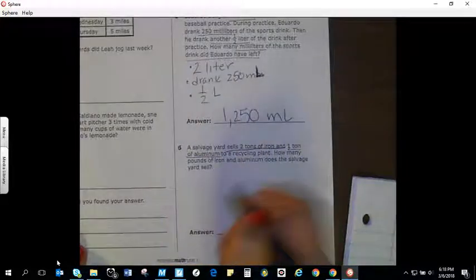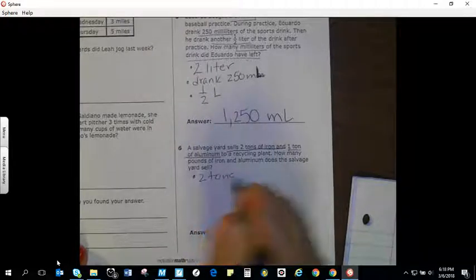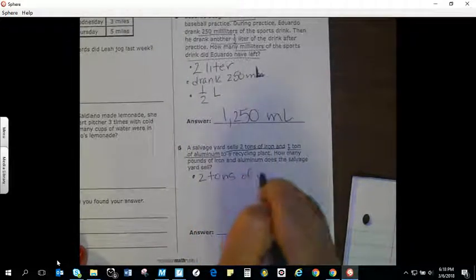All right, a salvage yard sells 2 tons of iron and 1 ton of aluminum to a recycling plant. How many pounds of iron and aluminum does a salvage yard sell? Okay, so he sells 2 tons of iron and 1 ton of aluminum. So I have 2 tons of iron. I have 1 ton.